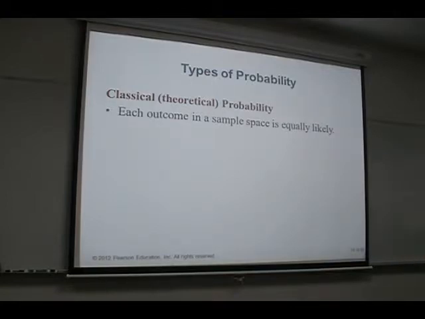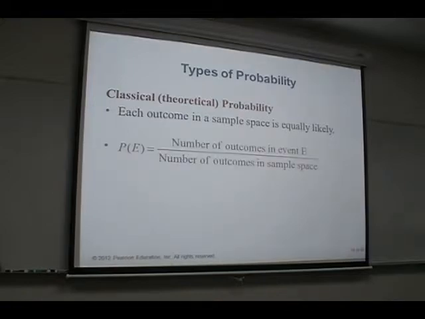It says each outcome in the sample space is equally likely. In other words, if I roll a dice, and it's a fair dice, not a loaded dice, I have the same chance of getting a 1 as I do a 2, as I do a 3, as I do a 4, all the way up. Or if I flip a coin, technically, you've heard of a two-headed coin, but that's a novelty. If it's a fair coin, then I have the same chance of getting heads and the same chance of getting tails. Okay? So, theoretical probability, classical probability, everything's likely the same amount.